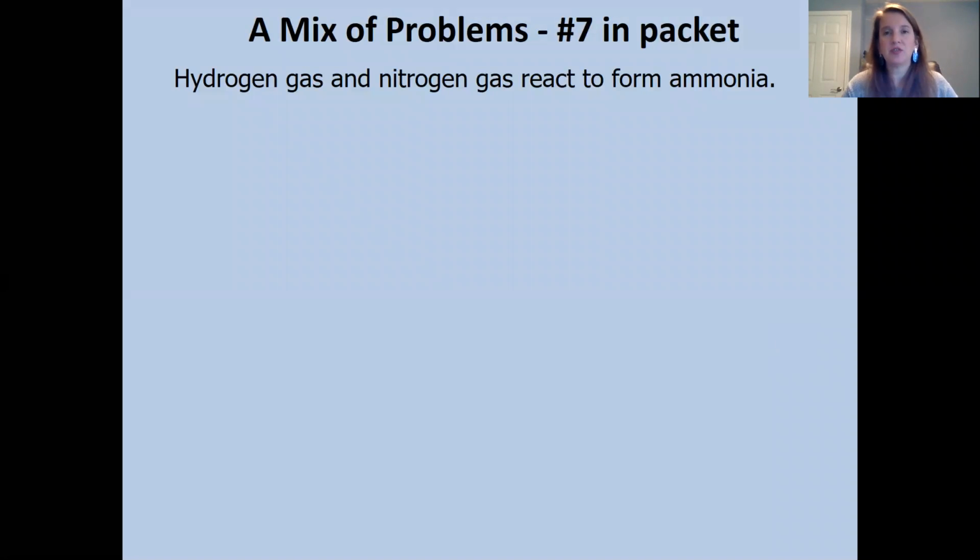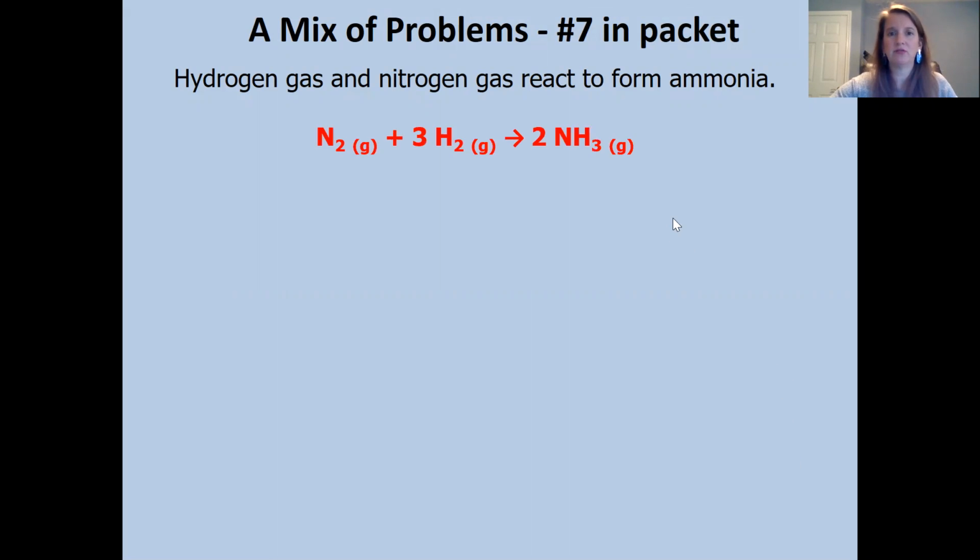All right, this is stoichiometry video number 4, where we're going to go over a couple of mixed practice problems. Okay, so this is number 7 in your packet. We've got one reaction that we're going to use for all of these 4 problems. It says hydrogen gas and nitrogen gas react to form ammonia. So here is our formula. N2 plus 3H2 yields 2NH3.